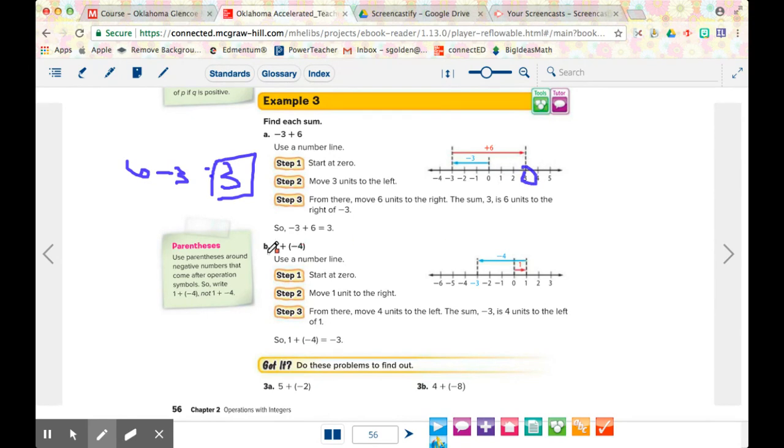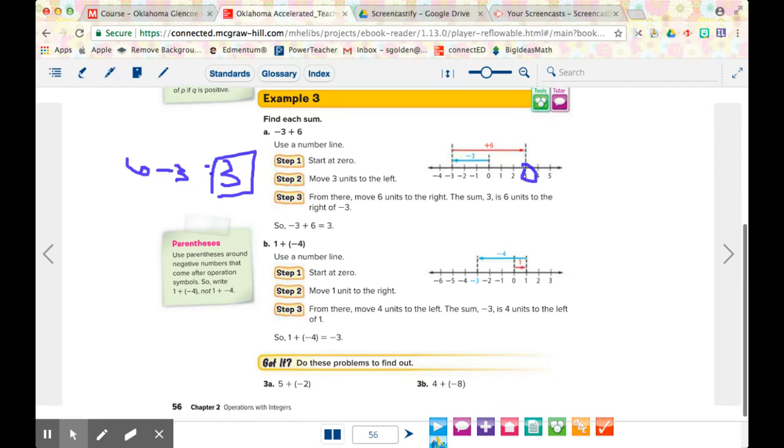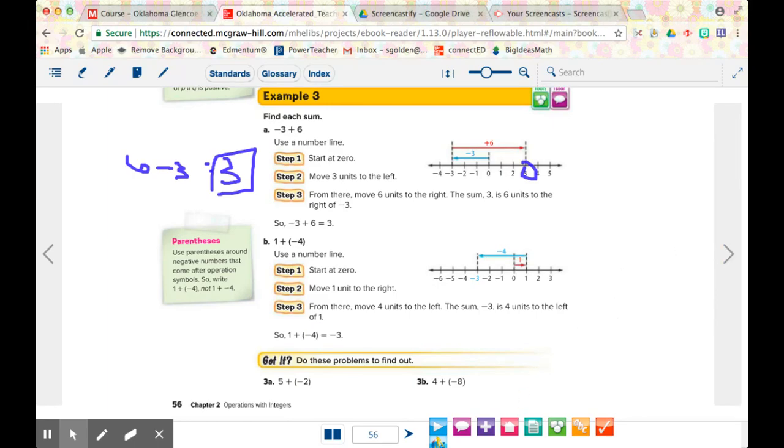Okay, the next one, we have 1 plus negative 4. So we are adding with a positive and a negative. So 1 plus negative 4, we're going to take 4 minus 1 and get 3. Then we go back and look. 4 is negative, so it's going to be negative 3. And again, they show us on a number line. So I want you to try these two problems at the bottom now, 3A and 3B. Pause it, work them out, and then when you press play, I'll work them out for you.